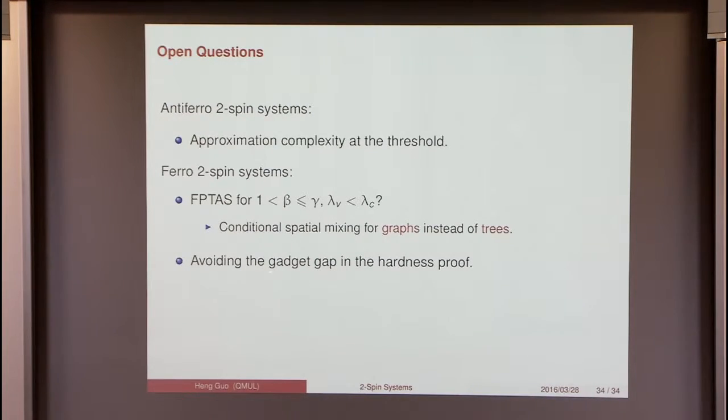We can do the random regular bipartite graph construction as Andreas talked about in the last talk. But the problem is we will have two phases, but one phase will dominate the other. So we can't use that for the hardness proof. So this is another open question, on how to avoid this gadget gap.